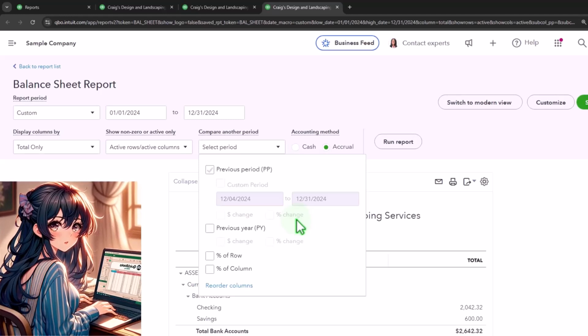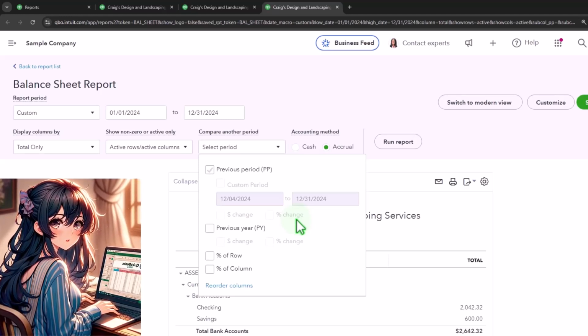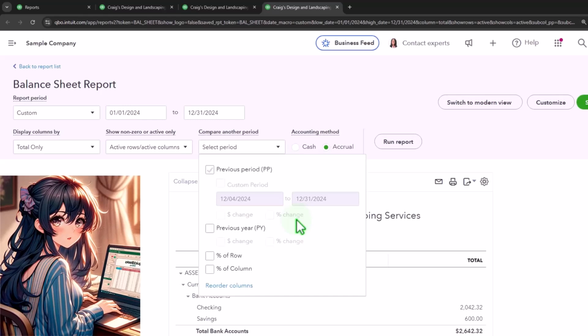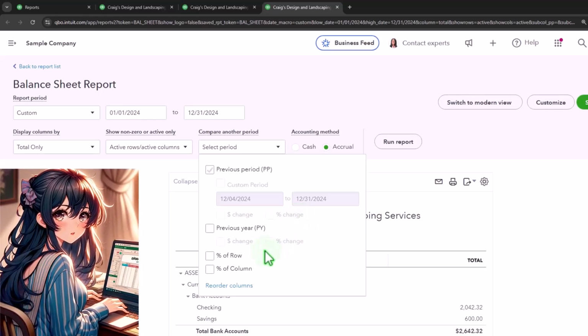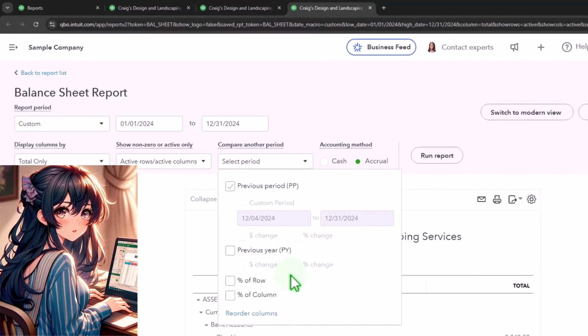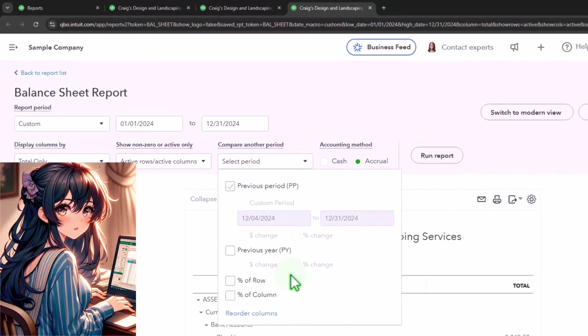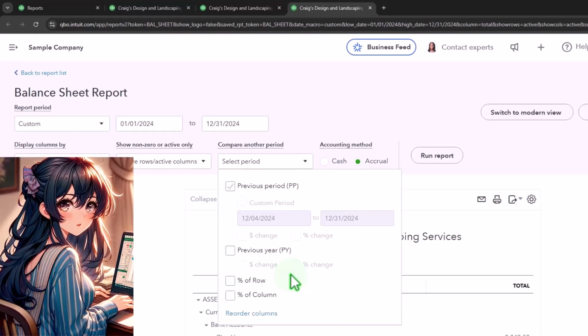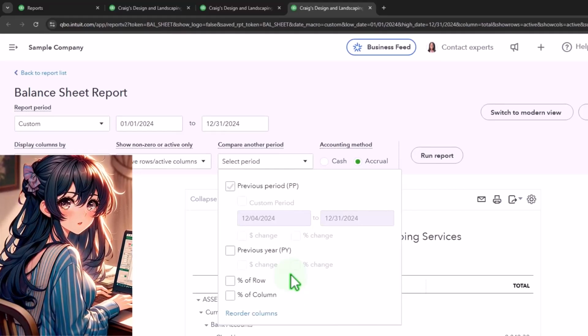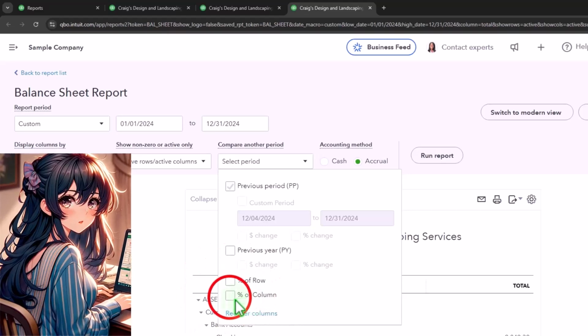Now we're going to do what we might think of as a vertical analysis type of system, in which case I want to see the percentages, but not comparing the change from one time period to another time period, but comparing items within one column that are totaling up to the total of that column. Therefore, we're going to choose the percent of the column.